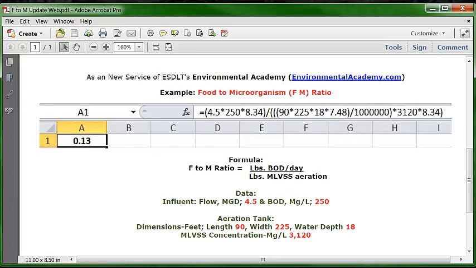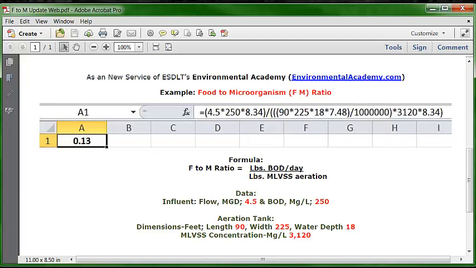We're going to include all the data needed to calculate the pounds per day first. And then we're going to divide it by all the information needed to calculate the pounds of mixed liquor volatile suspended solids under aeration. So if you come up here and look at this portion of the spreadsheet, you see how everything is calculated.